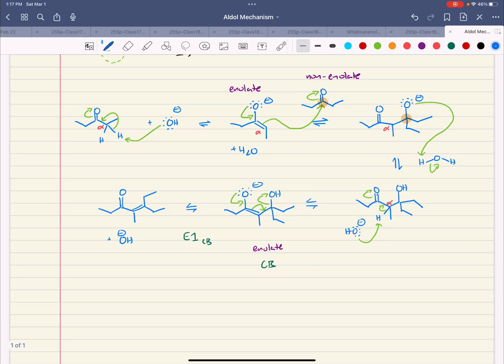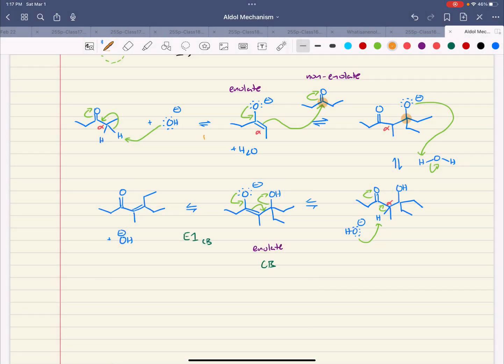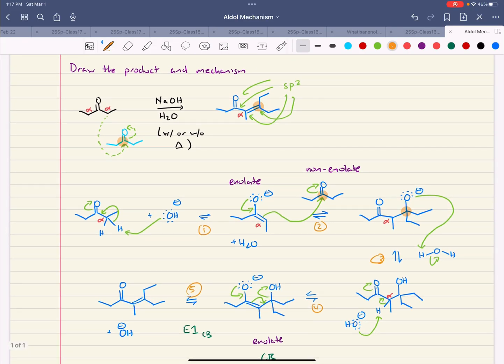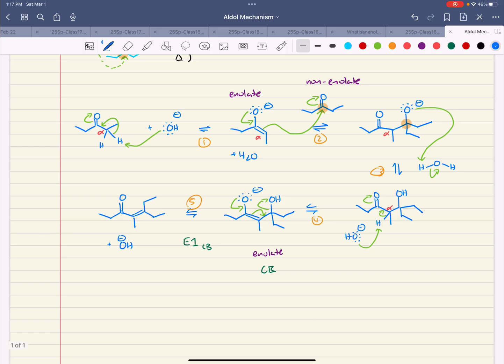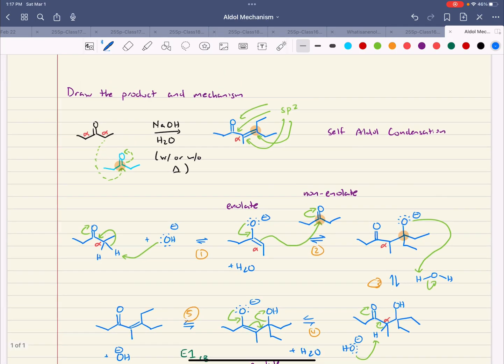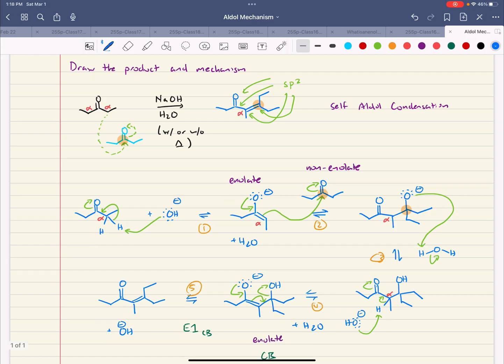Did I promise you 5 steps? 1, 2, 3, 4, and 5. I call this a self-Aldol condensation. Condensation because we made the double bond. Condensation because we release water, right? Did we release water somewhere? We had water here. So we release water. So that's self-Aldol condensation. Okay, think about that.